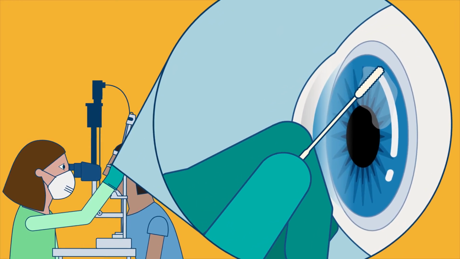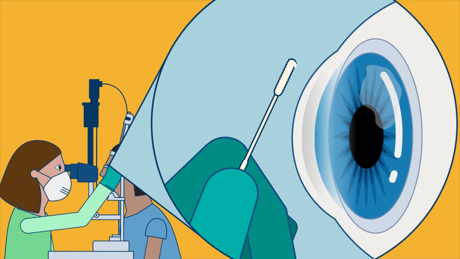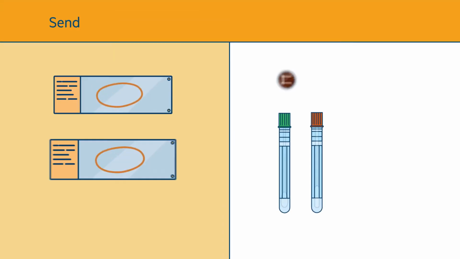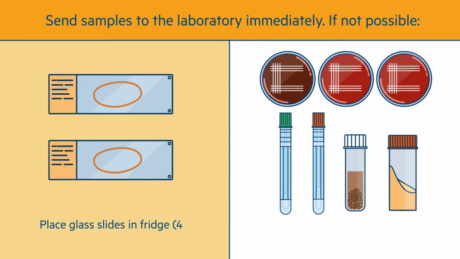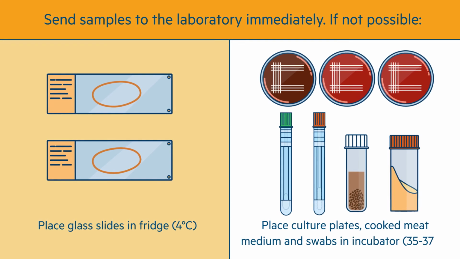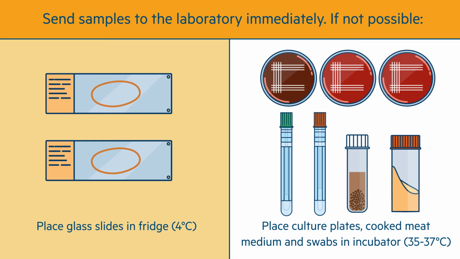Finally, swab the edge of the corneal lesion with viral and acanthamoeba swabs. Your sample should be sent straight to microbiology. If that's not possible, store the glass slides in the fridge and all other samples in an incubator.